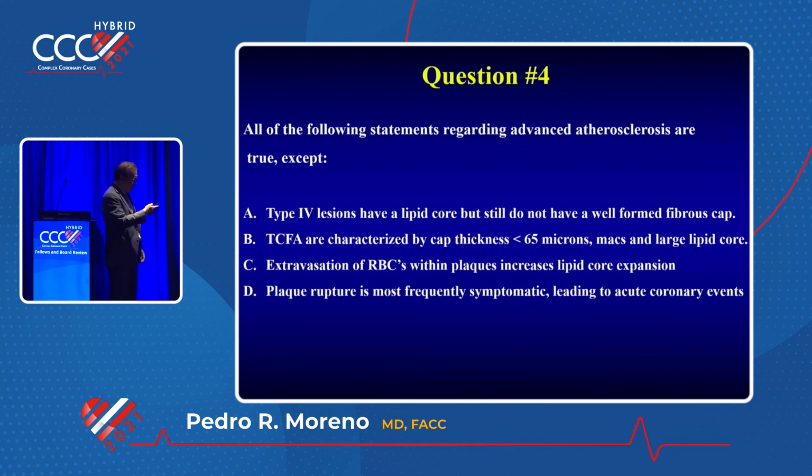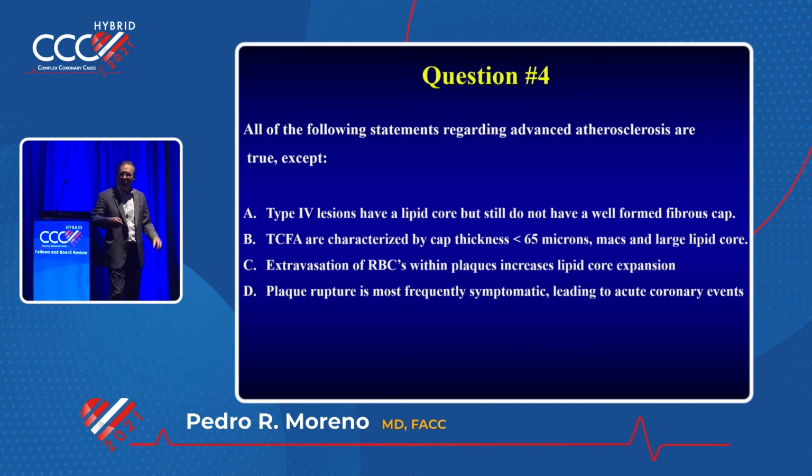Let's move on. So another question. All of the following statements regarding advanced lesions are true except: the type 4 lesion. Type 4 is the atheroma, okay? Has lipid core, but still does not have a well-formed fibrous cap. The thin cap fibroatheromas are characterized by a cap thickness less than 65 microns and a large lipid core. Extravasation of red blood cells within plaques increases lipid core expansion. Plaque rupture is more frequently symptomatic, leading to acute coronary events. Which is the wrong statement here?